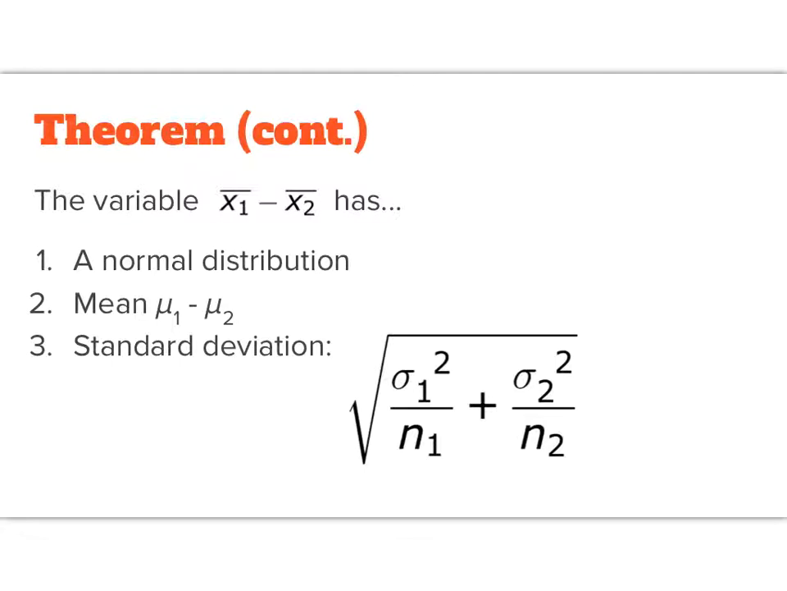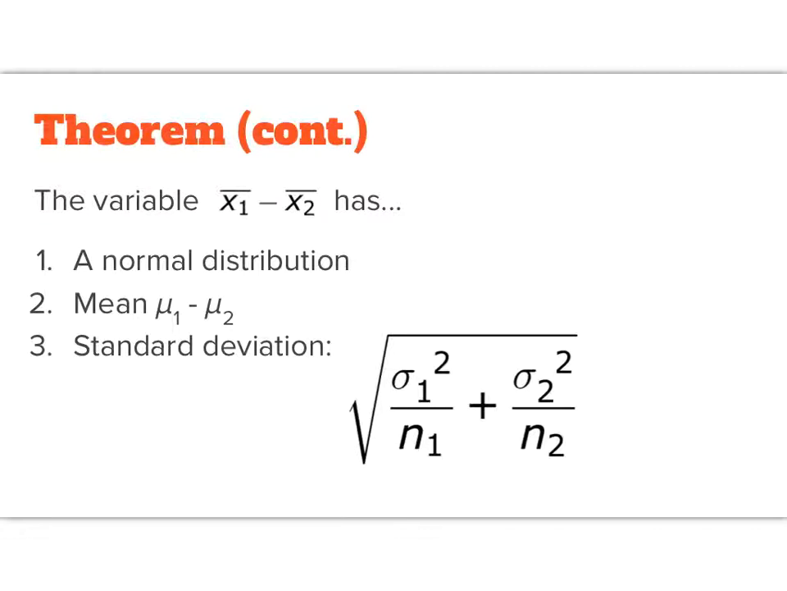This variable has a normal distribution. If x1 is normally distributed or the sample is sufficiently large, x1 bar is normally distributed, and the same thing applies similarly for x2. So x1 bar is normally distributed, x2 bar is normally distributed, and so their difference is normally distributed. The mean of this distribution is mu1 minus mu2.